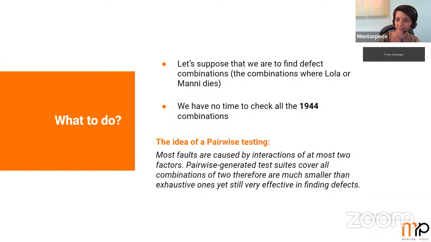Pairwise testing could help us to test everything, but without spending time checking all these 1944 combinations. What is the idea of pairwise testing? I will read a bit, sorry. Most faults are caused by interactions of at most two factors. Pairwise generated test suites cover all combinations of two, therefore are much smaller than exhaustive ones, yet still very effective in finding defects. Sounds a bit complicated, but let me rephrase in some simple words.